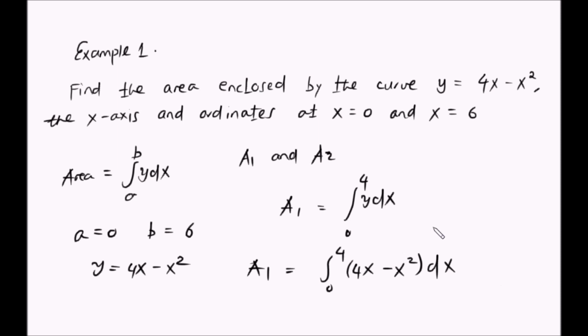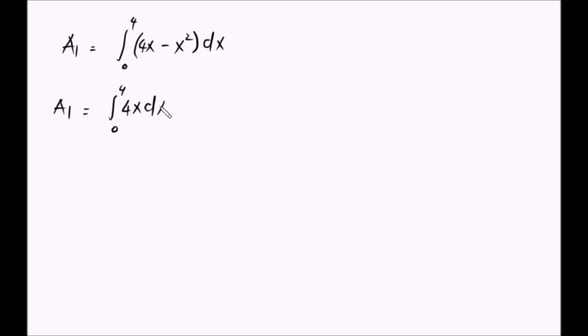So let's integrate this one. So a1 now is from 0 to 4. So we have 4x minus x squared. We integrate this with respect to x. So a1 itakuwa ni sawa. So hiyo integration ni rahisi. It's just integration of a simple polynomial expression.